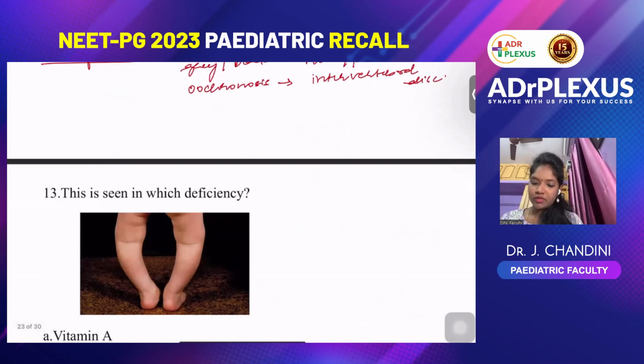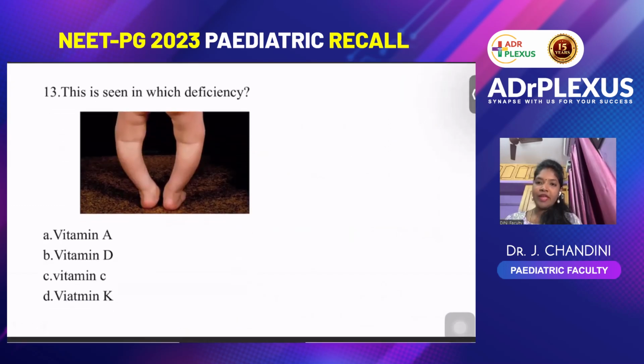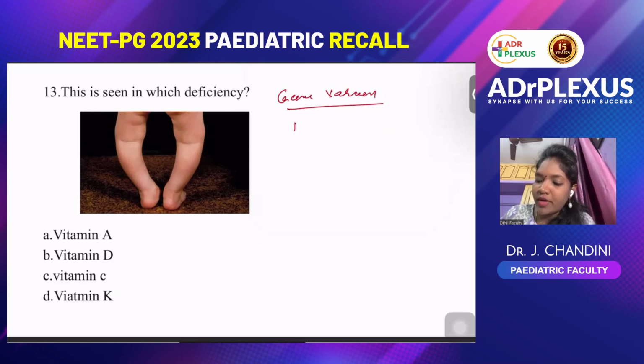Now, coming to the next question. They are given an image like this and asked what deficiency is this. So what is seen in this image? There's some bowing of legs seen. So where do you see bowing of legs? This is otherwise called as genu varum. Bowing of legs is called as genu varum.